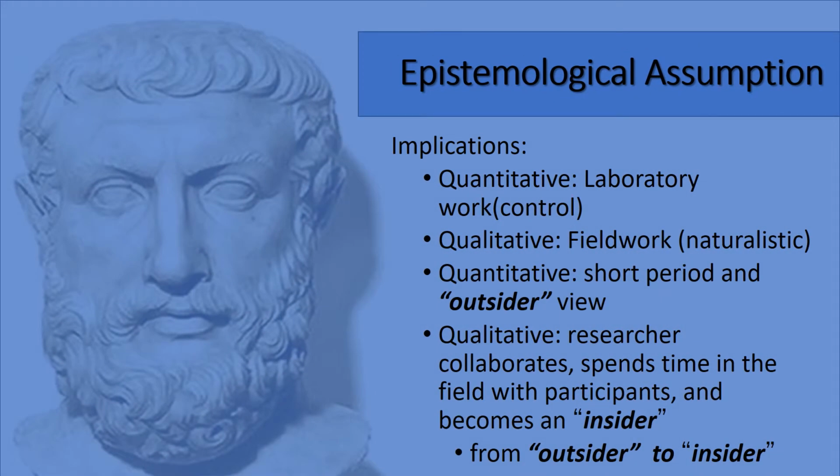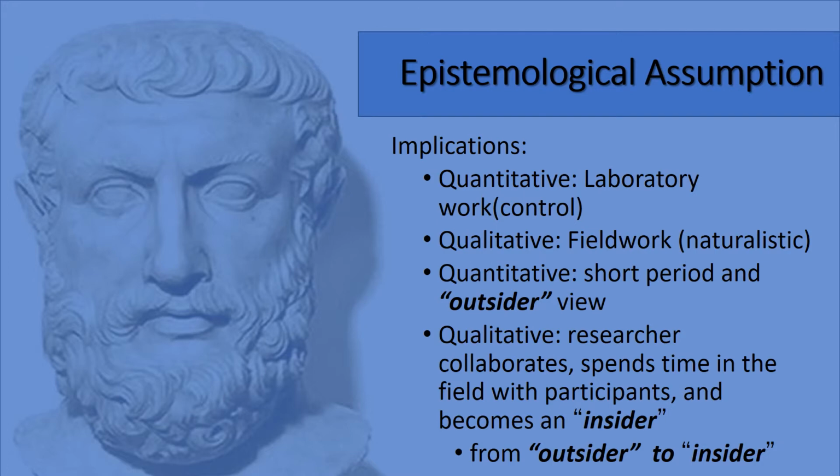Sometimes in quantitative research, we utilize laboratory work, and in a laboratory, everything is controlled. In qualitative research, we use fieldwork. In fieldwork, we observe everything in a natural setting. Now, we cannot do laboratory work in qualitative research. Why? Because when we do laboratory work, we control the variables. And when we control the variables, the phenomenon is no longer natural.